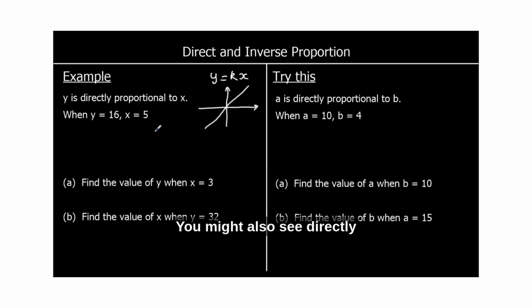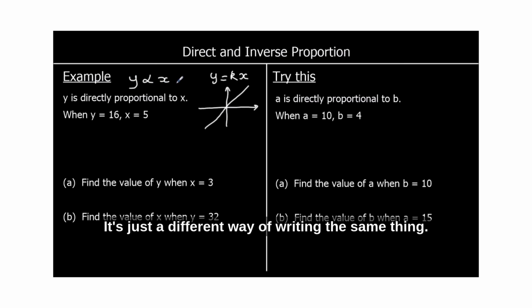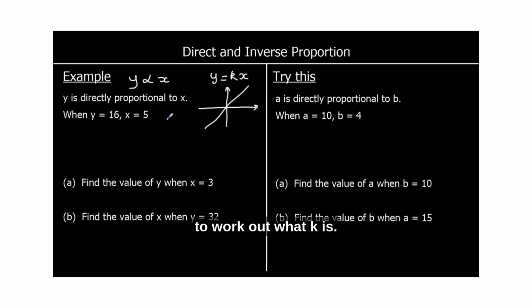You might also see directly proportional written as a symbol. So if you see y and then this symbol x, that means the same thing. It means y is directly proportional to x. It's just a different way of writing the same thing. So we're usually given numbers that we can use to work out what k is.